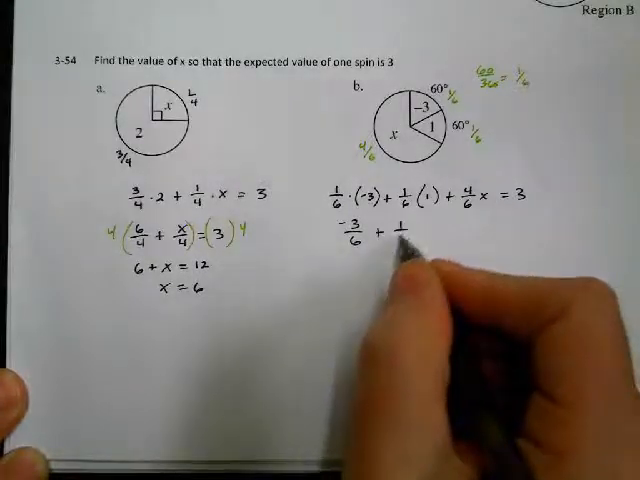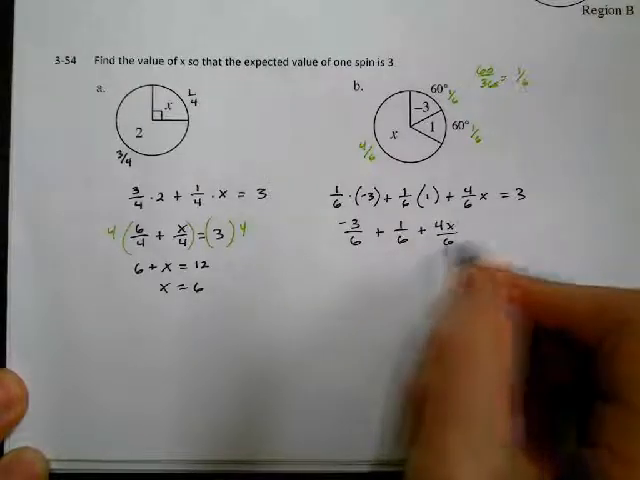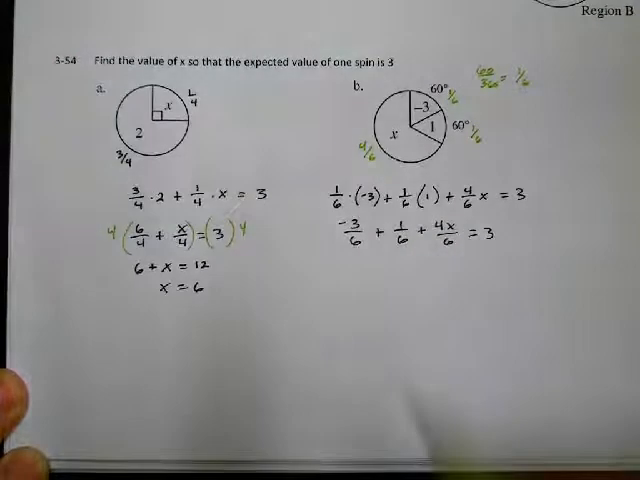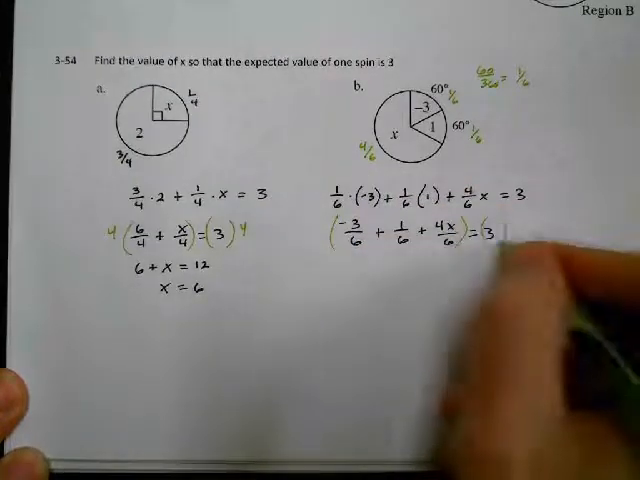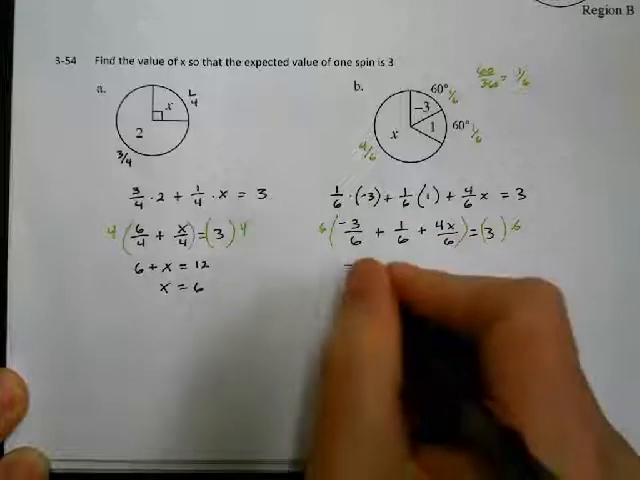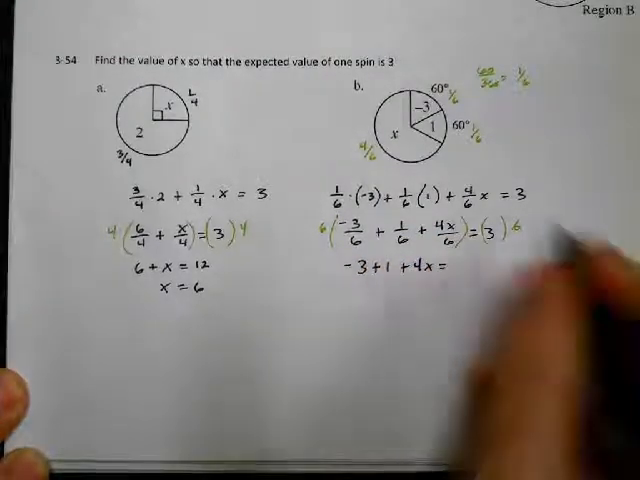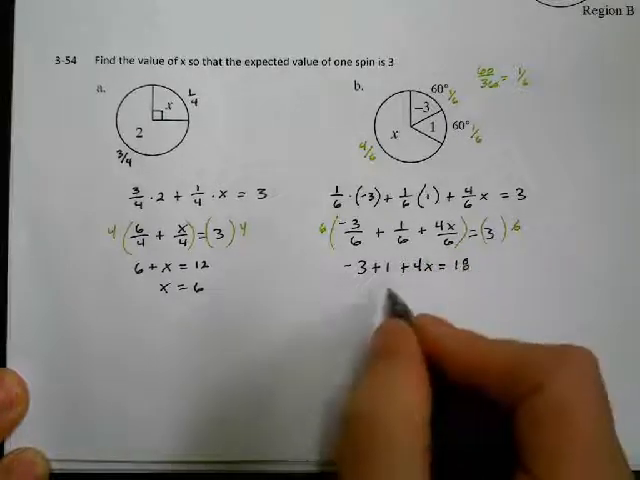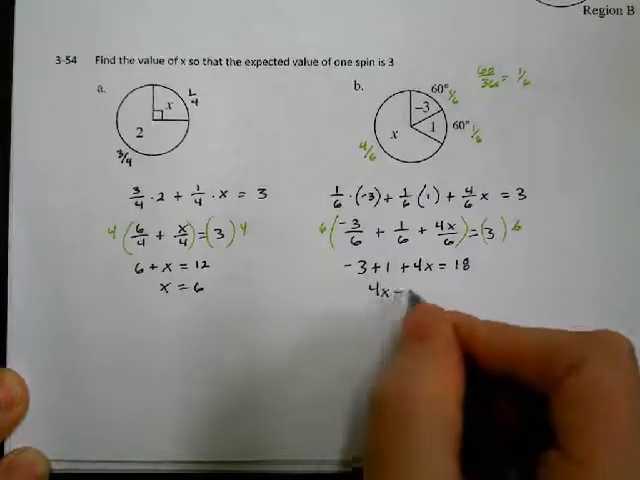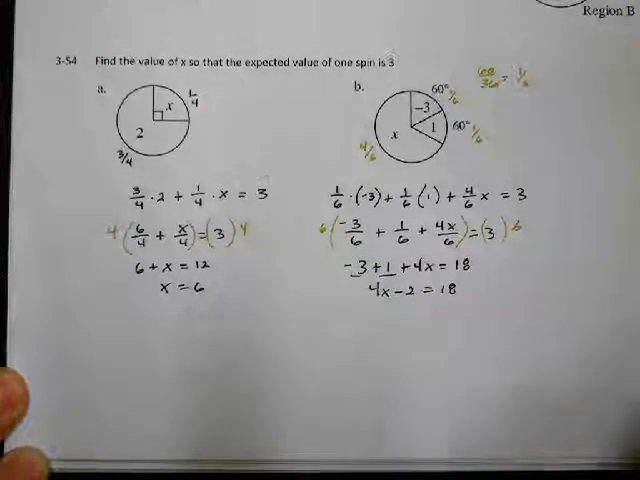So now all I have to do is clear the fraction and multiply everything by 6, which is delicious. So I get -3 plus 1 plus 4x equals 18. So this is 4x minus 2 equals 18, combining my two like terms here. And then I add 2 to both sides and get 4x is equal to 20. Divide by 4, and we get x is 5.